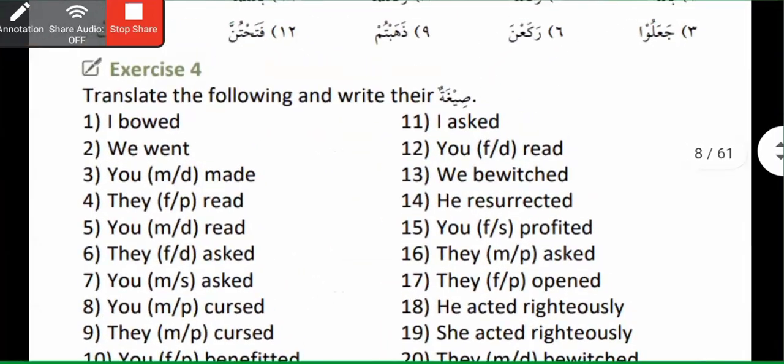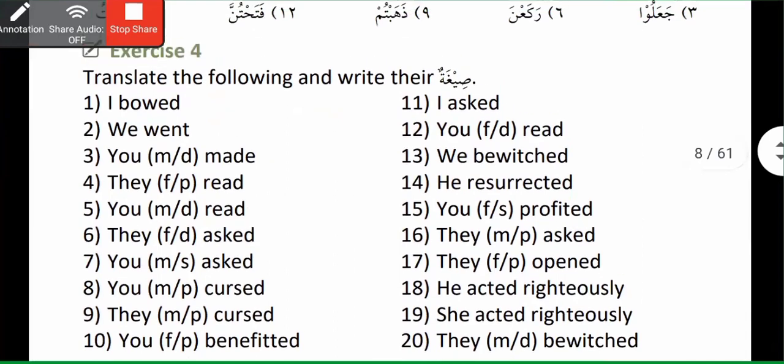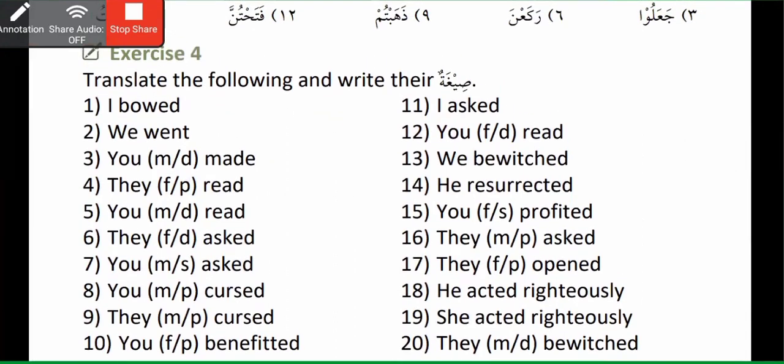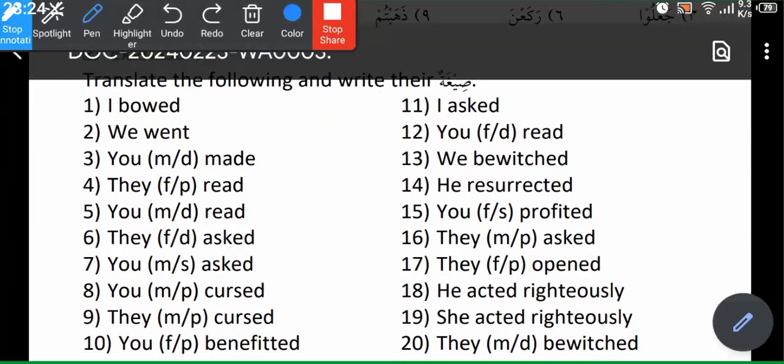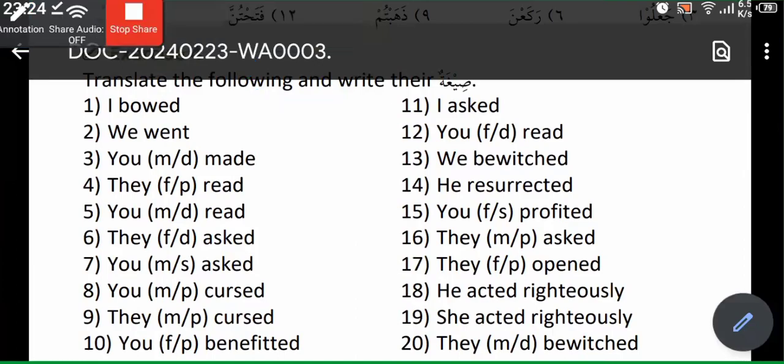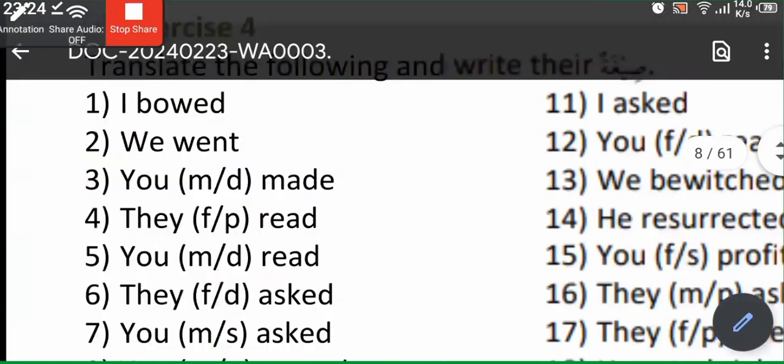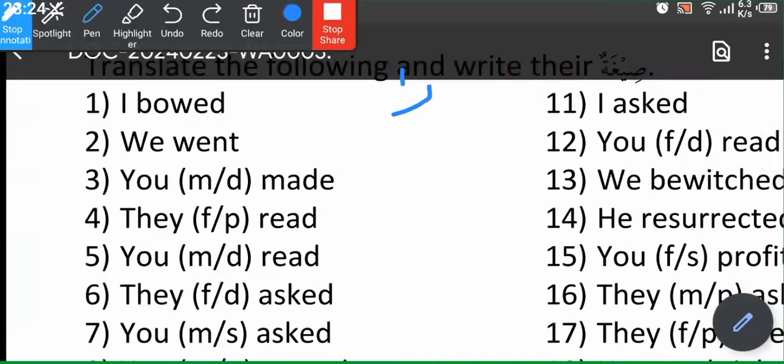So now today's exercise. Translate the following and write their sigas. This is the real question, inshallah. I bowed. Raka'tu. To bow. Raka'tu, yeah. Okay, let me write them down also, so we don't have any ambiguity in it. Raka'tu. Okay, we went. We went, ذهبنا.